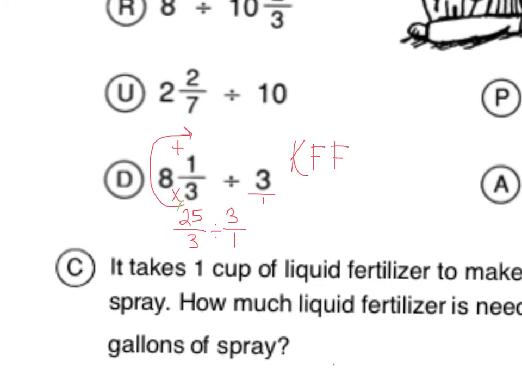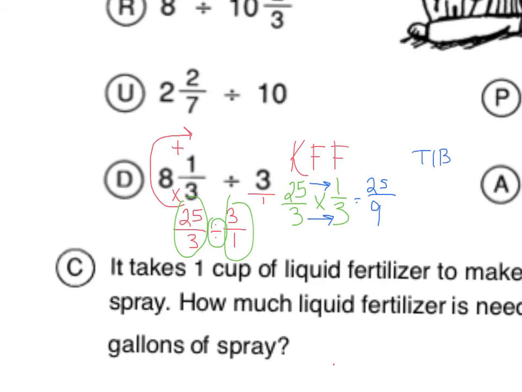I'm going to keep 25/3. I'm going to flip my division to multiplication. And then I'm going to flip my 3/1 to 1/3. Let's multiply straight across. 25 times 1, 25. 3 times 3, 9. And now we're going to do TIBO to change that improper fraction to a mixed number.